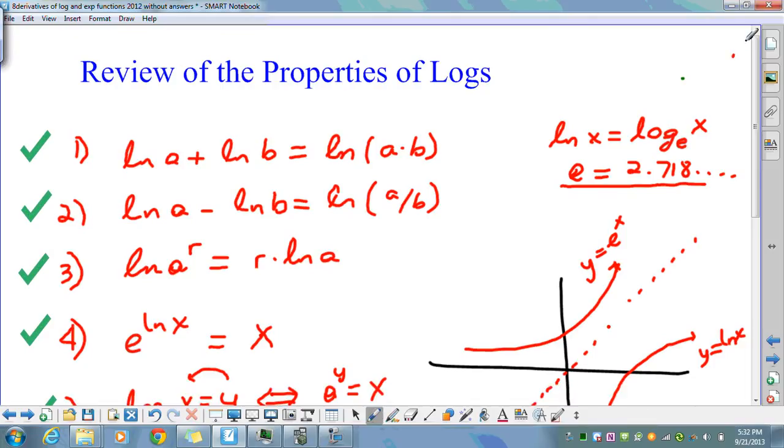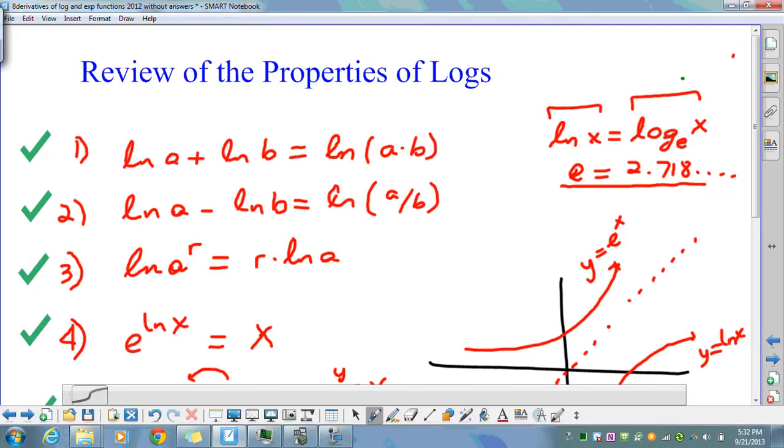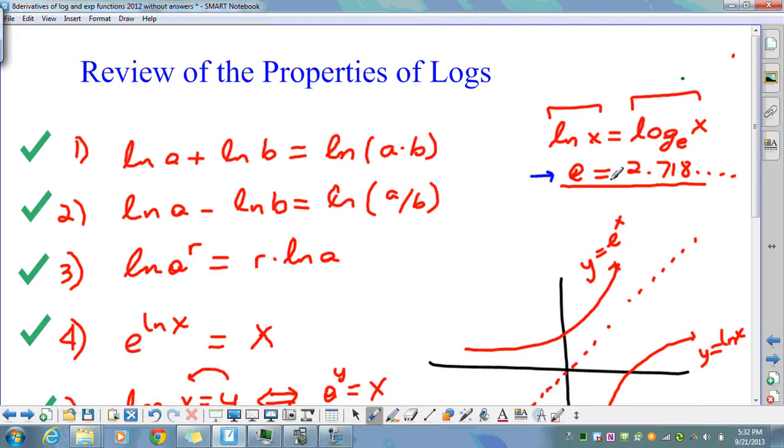First of all, a few basics before we even look at the properties. Natural log of x, abbreviated by ln of x, represents logarithm to which base? You may recall from your algebra classes that that represents logarithm to base e. And what was e in the first place? The value of e is 2.718. It's a non-repeating decimal.